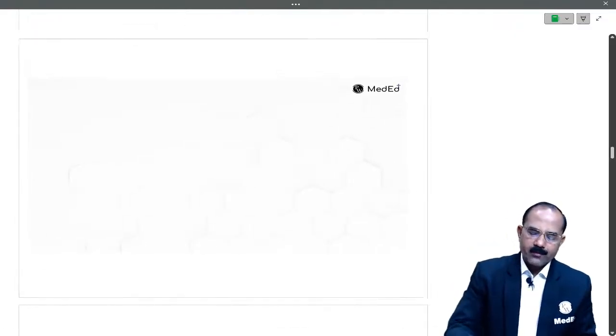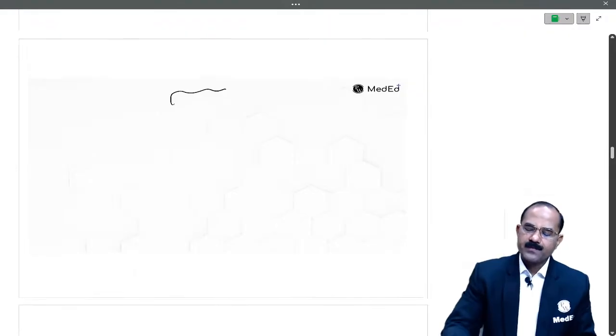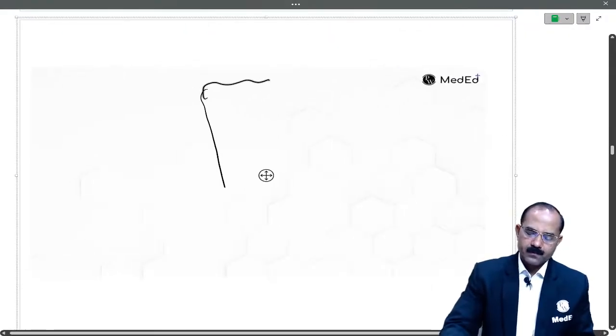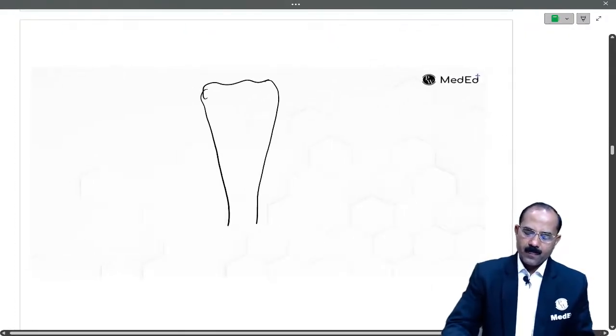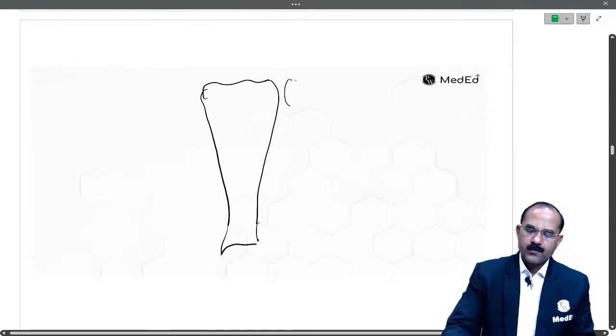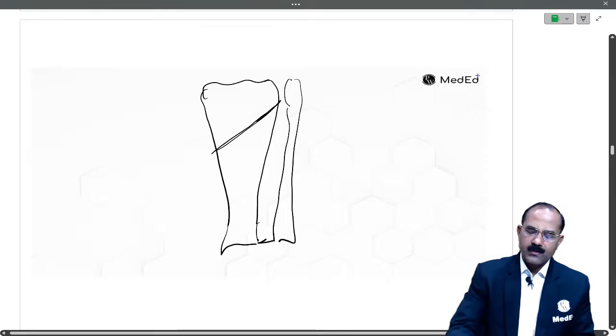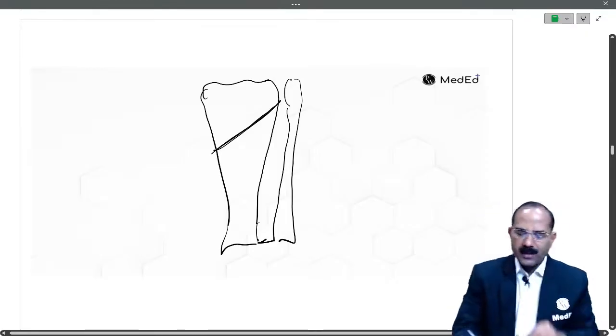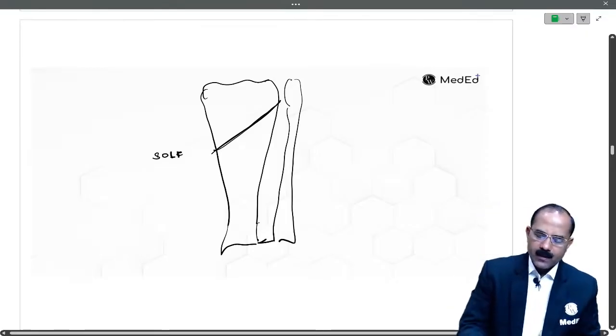Okay. Now, if you can tell me this, students, that's a tibia, that's a fibula, just the posterior aspect. What is this line on tibia? Students, this is extremely important. Understand this. This is the soleal line. The soleal line on the tibia.